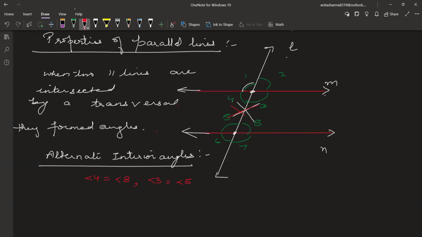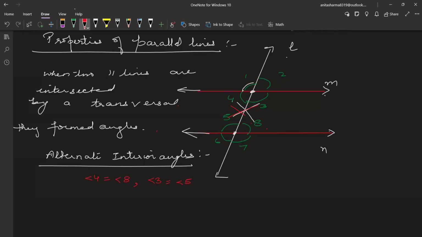So children, angle 4 will be equal to angle 8 and angle 3 will be equal to angle 5. So all have understood this thing? Yes, ma'am. So these are the alternate interior angles because they lie inside the parallel lines.